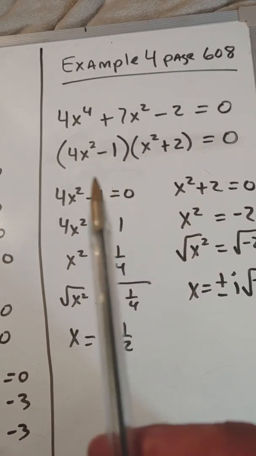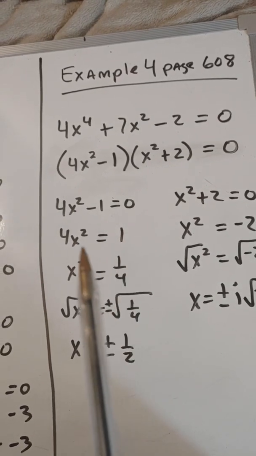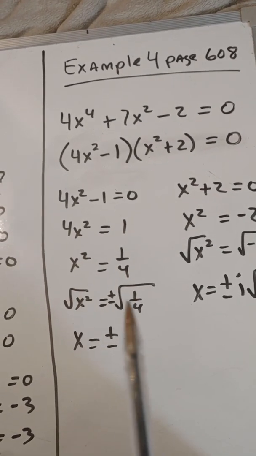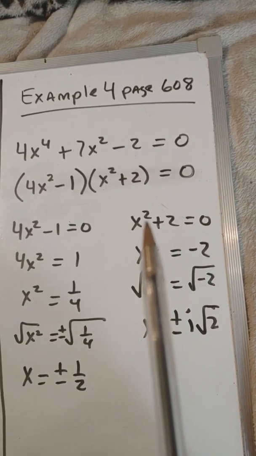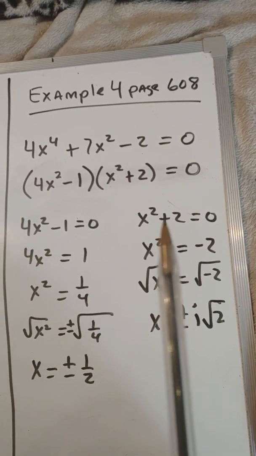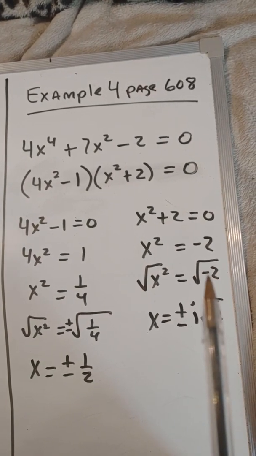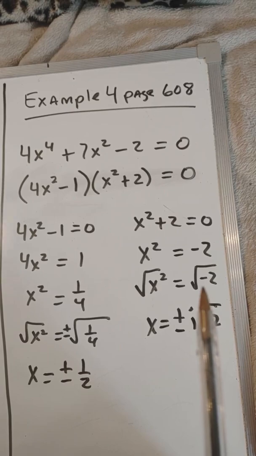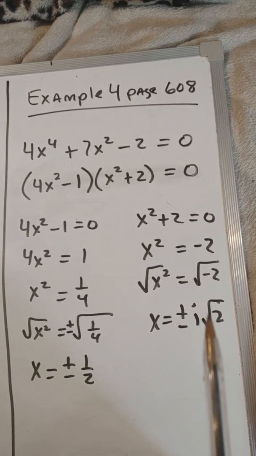All we do is set these equal to 0. 4x² − 1 = 0. Add the 1 over, divide by 4, take the square root, we get ±1/2. Here, take x² + 2 = 0, subtract the 2 over, take the square root of both sides. We've got a negative in there, so we're going to get imaginary, bring the i out, so we get ±i√2.